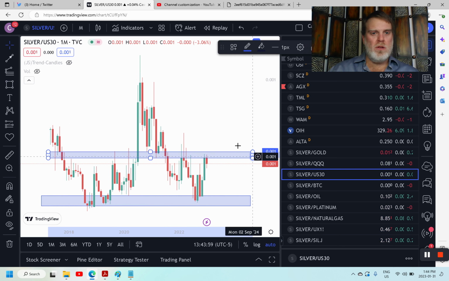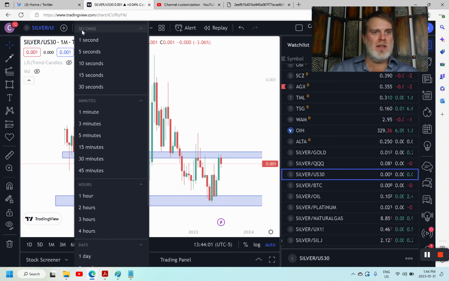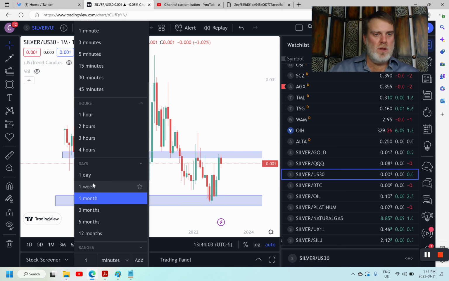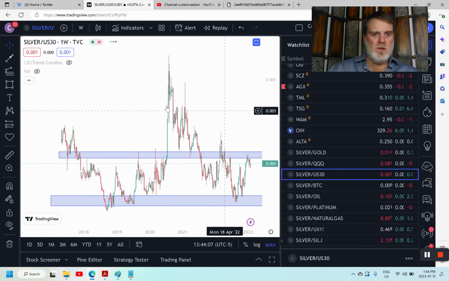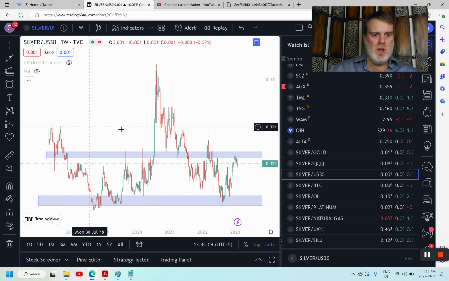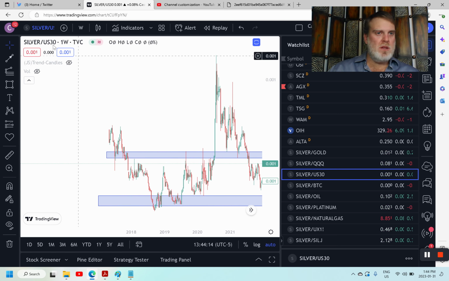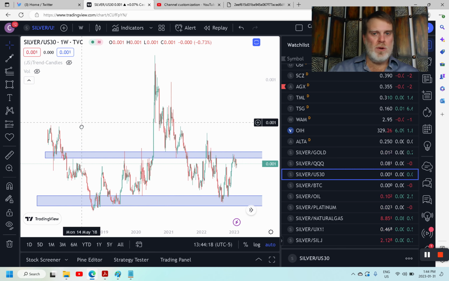And if you want more, there's not as much detail on this one. So let's just go to a weekly chart so we can see a little bit more of the candlesticks and the closing prices. So this is a zone. This goes back to 2017. I must be dividing by US30, so it must have started then. So we don't have as much history, unfortunately.